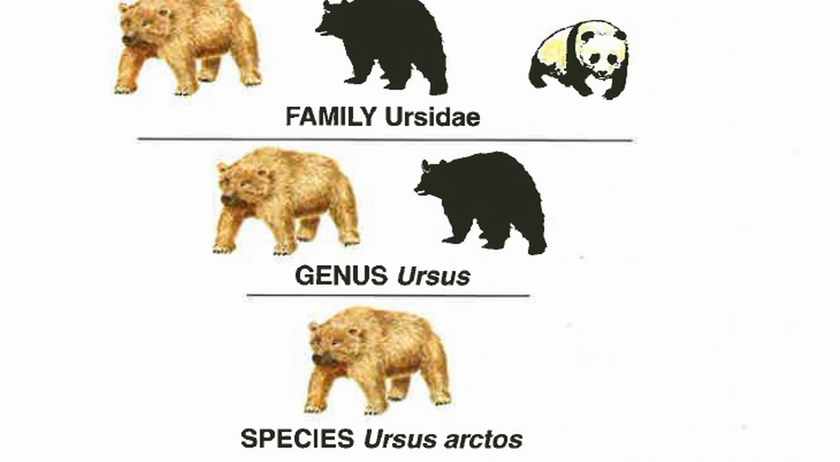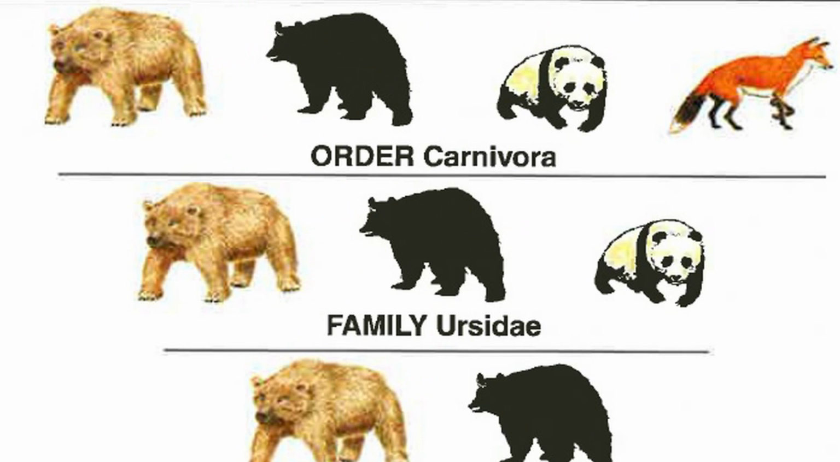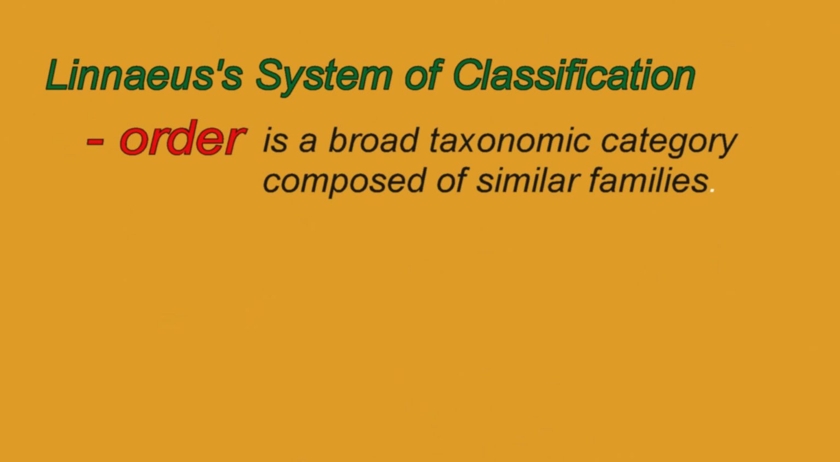Genera that share many characteristics, such as Ursus and Ailuropoda, are grouped in a larger category, the family, in this case Ursidae. These bears, together with 6 other families of animals, such as dogs, a group called Canidae, and cats, Felidae, are grouped together in the order Carnivora. An order is a broad taxonomic category composed of similar families.